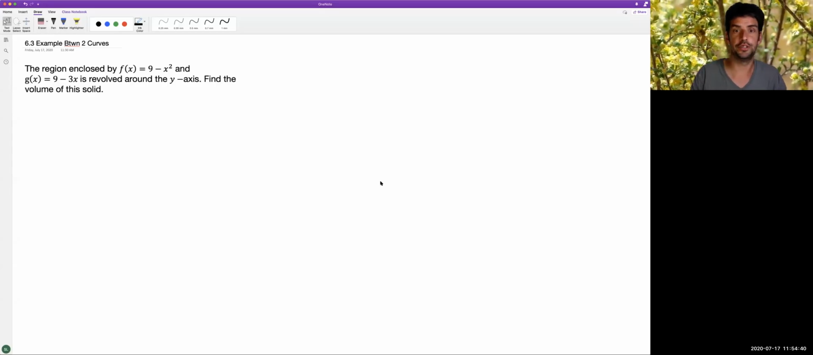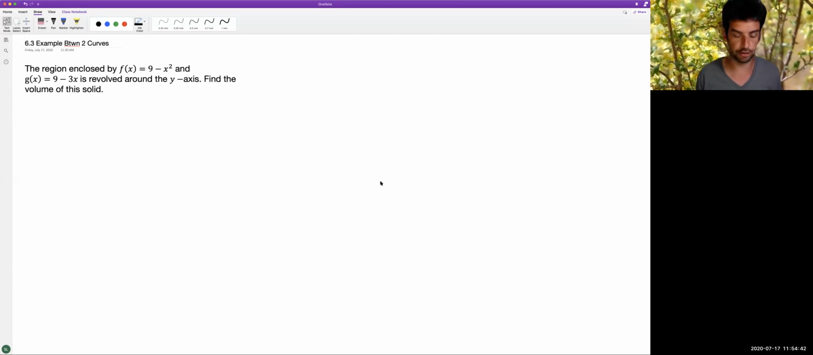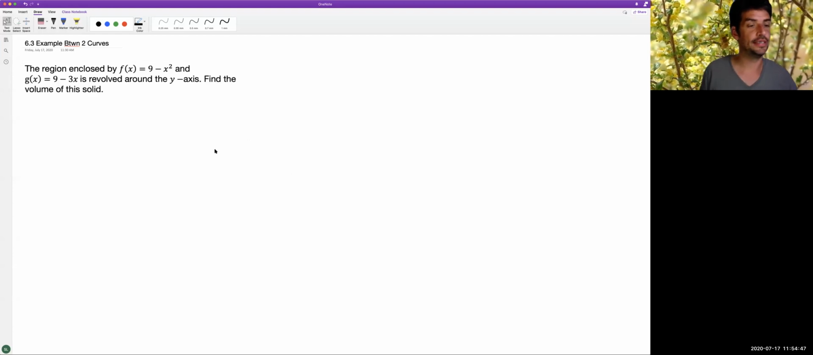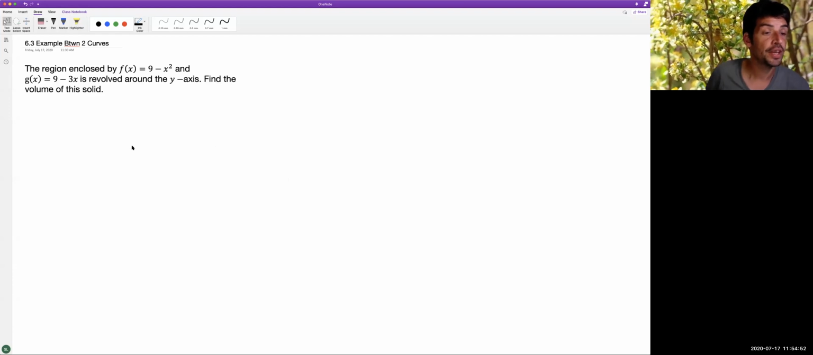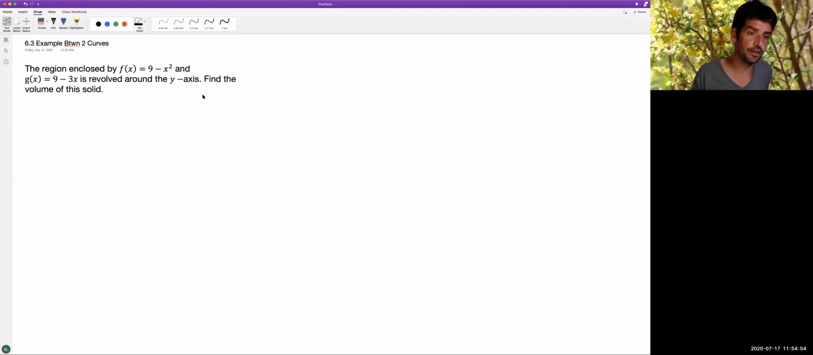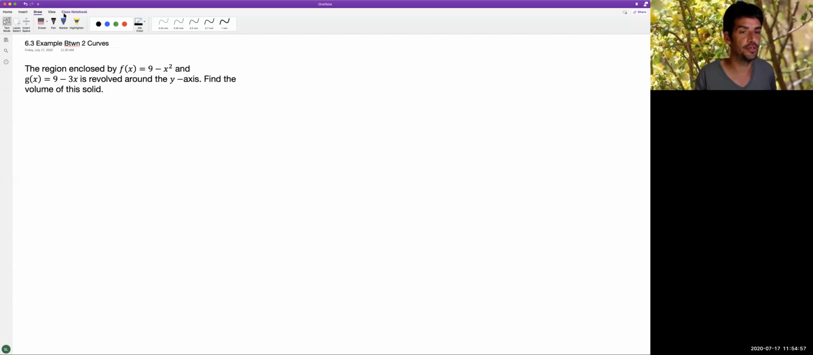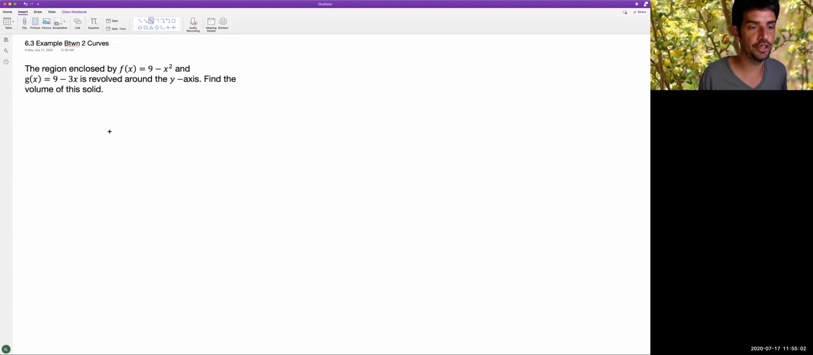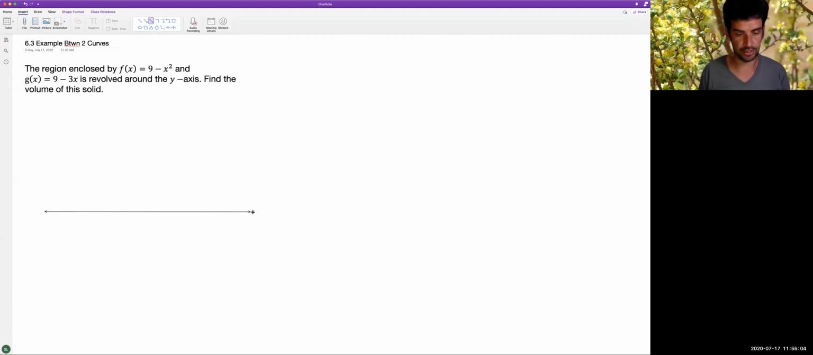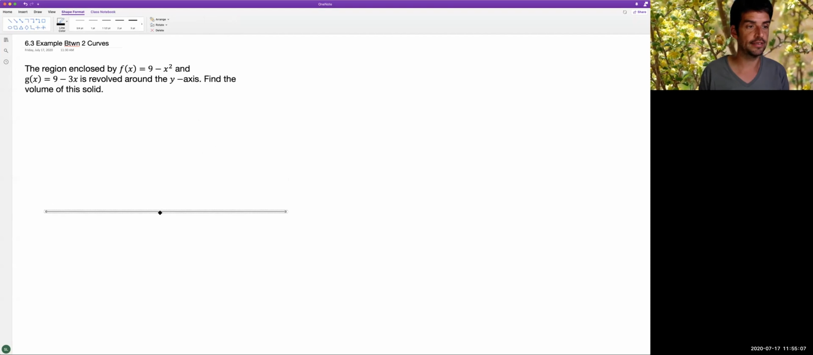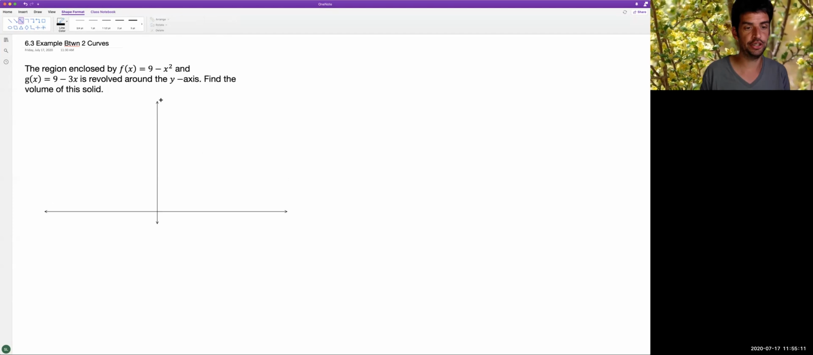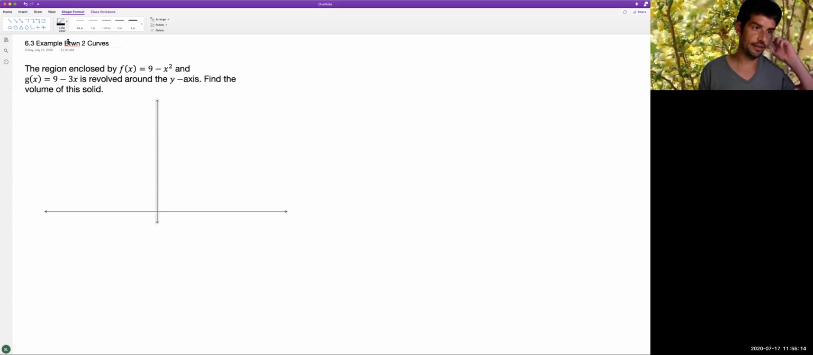Hey everybody, we're going to do one more example using cylindrical shells. It's a little different than the example we started the idea with, to show us how we can use this in a greater variety of circumstances. The shape we're talking about is the enclosed area between these two graphs of f and g as described, and then we're going to rotate this around the y-axis.